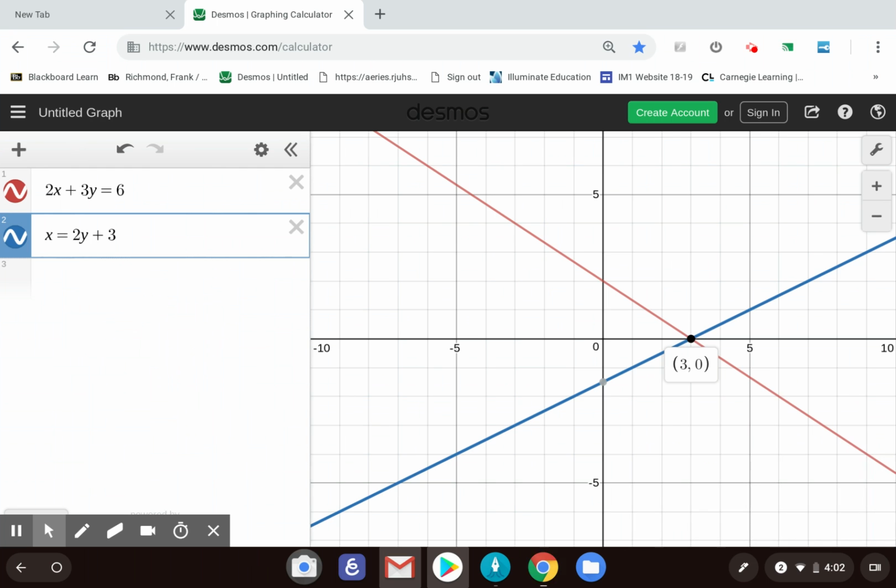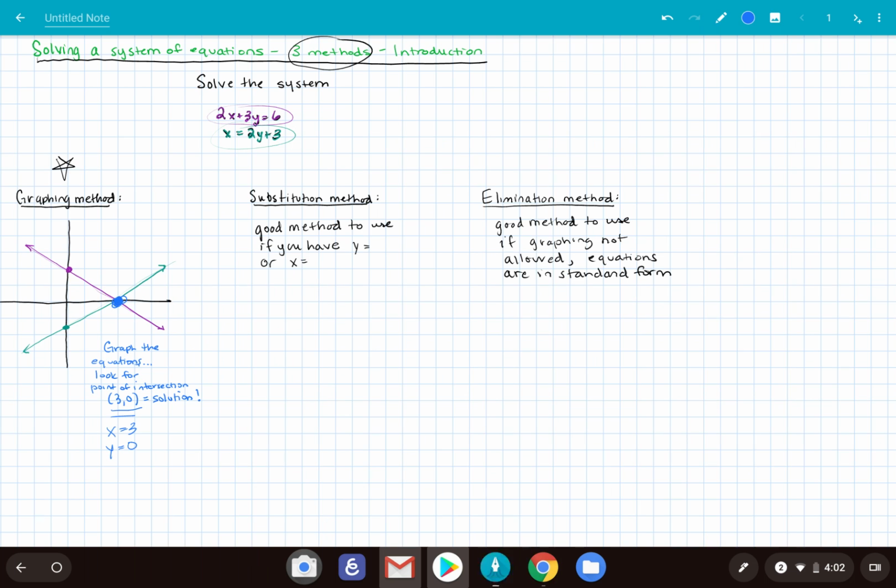This method is not always permitted. Your teacher is probably going to be asking you to solve the system and demonstrate that you understand how to solve it using substitution or elimination. But if that's the case, you can always use the graphing method to check your answer if a graphing calculator is available to you.